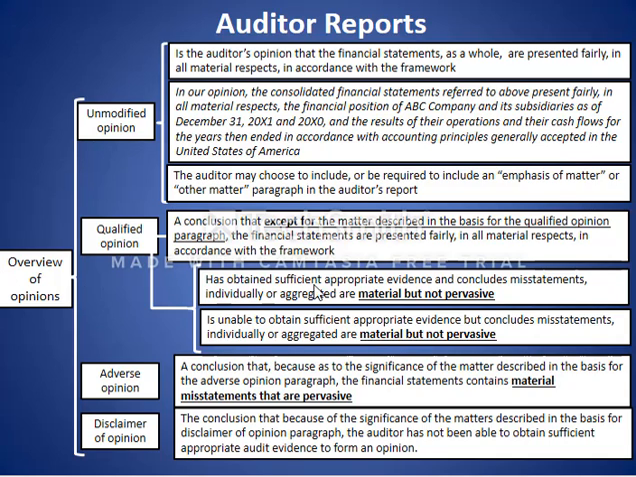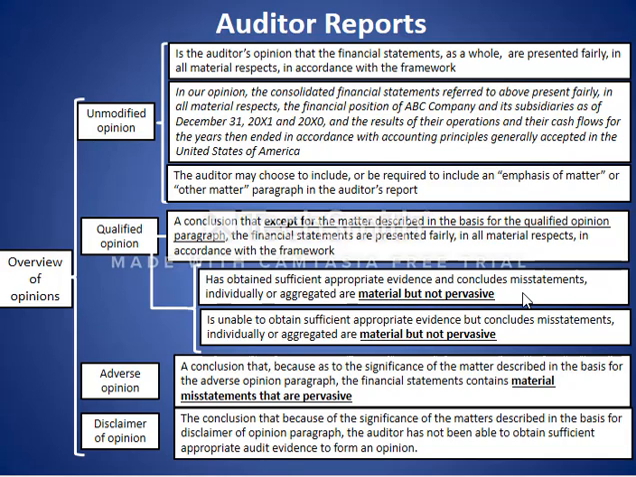Now, we've got a couple new ideas here in this particular sentence. The first one is why I say concludes misstatements individually or aggregated. You can have a set of misstatements in the financial statements, and individually they may not be material. They may not be important. However, if we aggregate them, they may aggregate to a material amount. So we have to consider that. Then we say individually or aggregated are material, which we know the definition for material, but then we have but not pervasive.